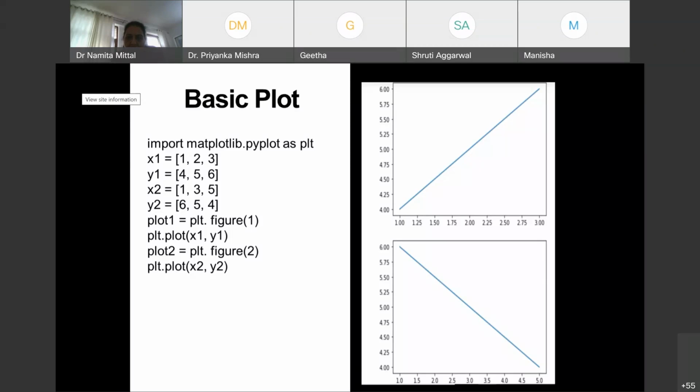So by default it has taken minimum and maximum value. x1 पे कितनी values ली हैं, जो कि 1 2 3 है। 1 is the minimum, 3 is maximum. Similarly x2 में 1 is minimum, 5 is maximum. So it has taken all the values from the data itself. We didn't mention, हमने कुछ भी mention नहीं किया. It's taking its own.